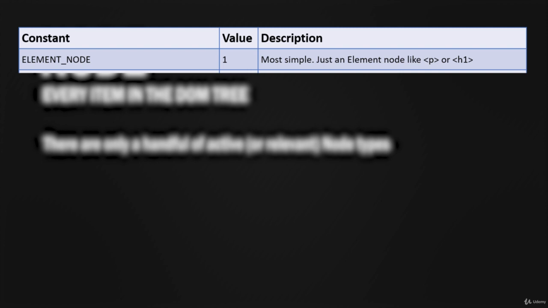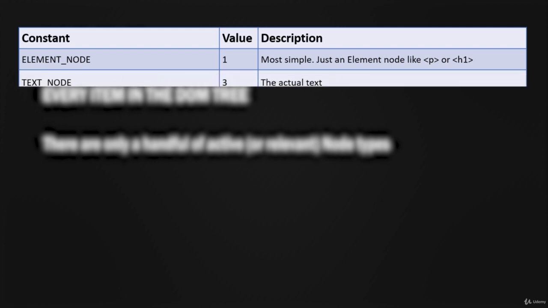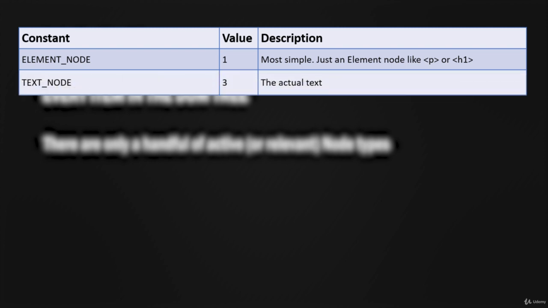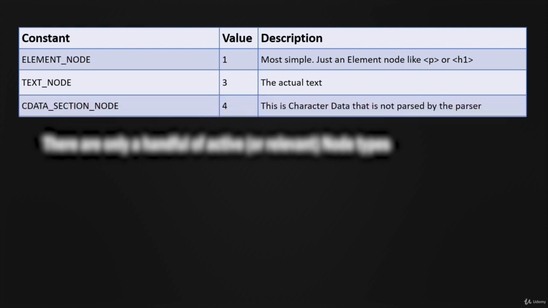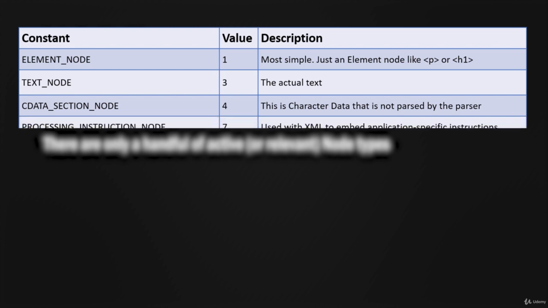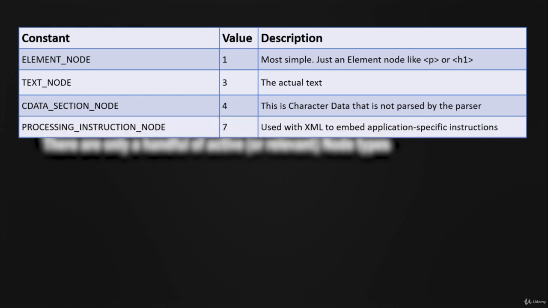But as we saw in the previous lectures, we've got different types of nodes. We've also got a text node, and as you guessed it, this is just the actual text itself. We've also got other types of nodes like CData section nodes. This is just character data that is not parsed by the parser. Don't worry about it, it's not that important for us. We've also got processing instruction nodes. This is typically used with XML to embed application-specific instructions. Again, we don't have to worry about it.